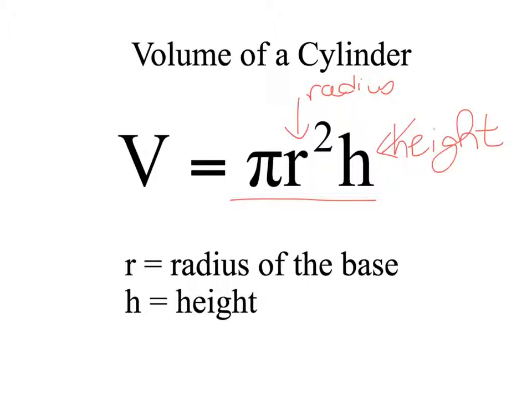And basically the reason we're squaring the radius is we want to get the area of that circle. Basically what we're doing is we're taking the area of the circle and we're multiplying it times the height of that piece that's connecting them. So pi r squared is actually your area of your circle.